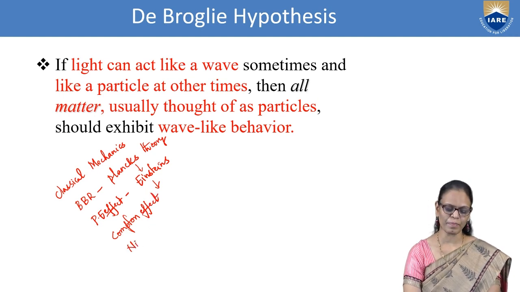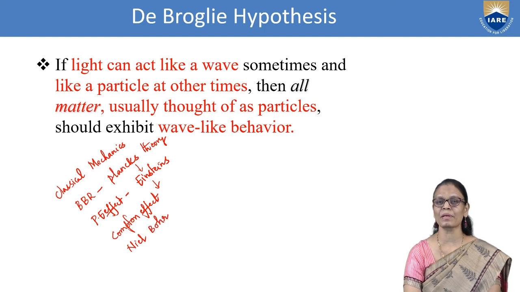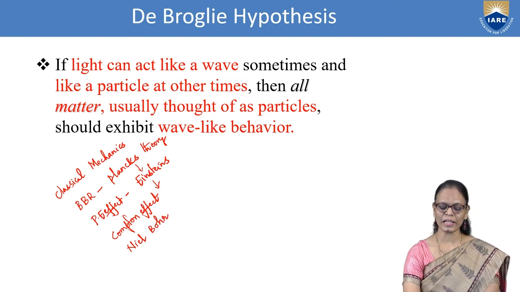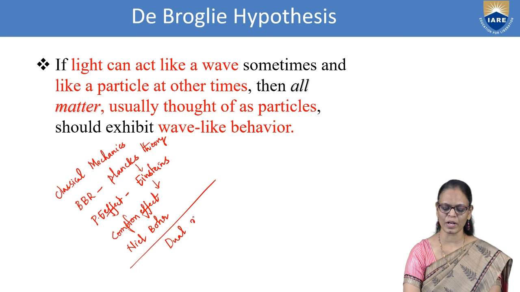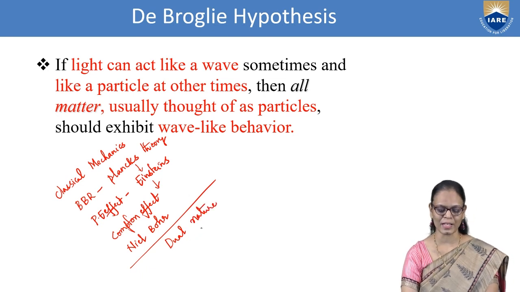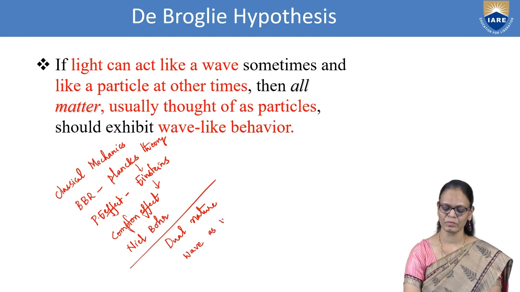And then Niels Bohr studied the atomic spectra. So all these helped in understanding the quantum nature, and they concluded that it has dual nature. Not just wave or particle, but it has both wave as well as particle nature. This is the background.